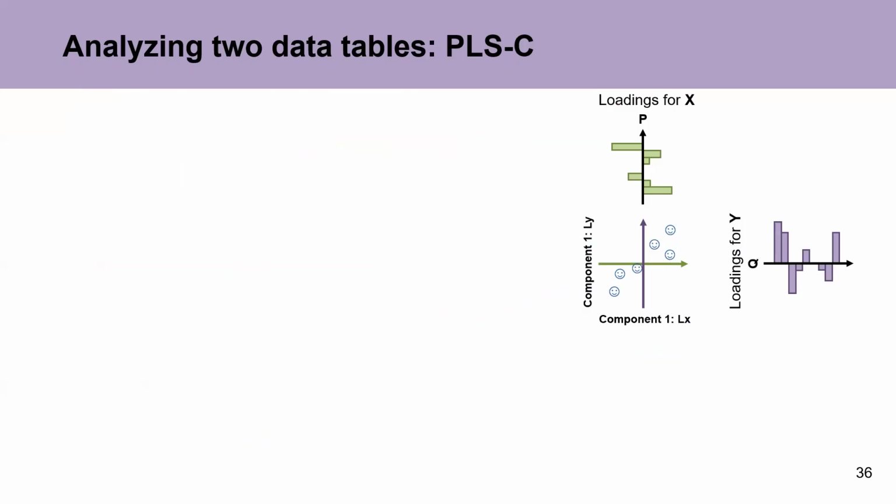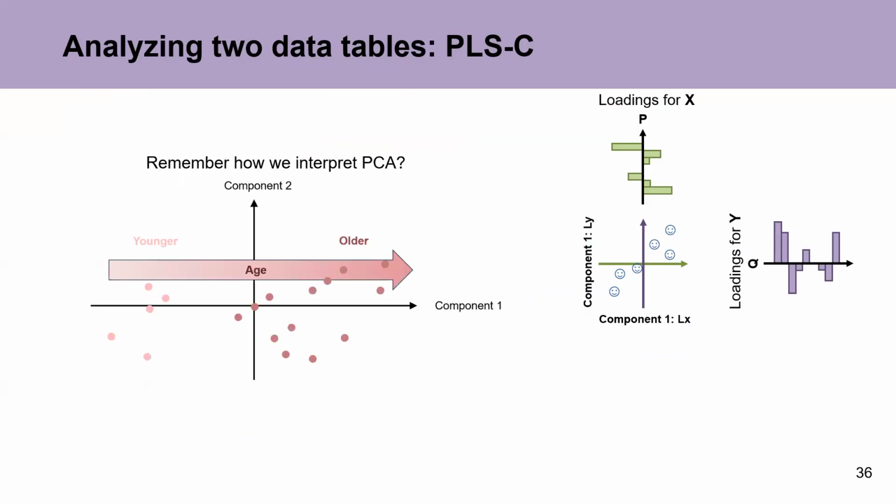But now we're back to how we interpret the component in PLS. Remember how we interpret it in PCA, we look at the projection. We will do the same thing in PLS. So here I have the observations, right? I could also look at how the observations are distributed on this dimension of PLS. For example, if this is age, then I might have younger versus old going along this diagonal, and that would mean this dimension of PLS is capturing the age effect.